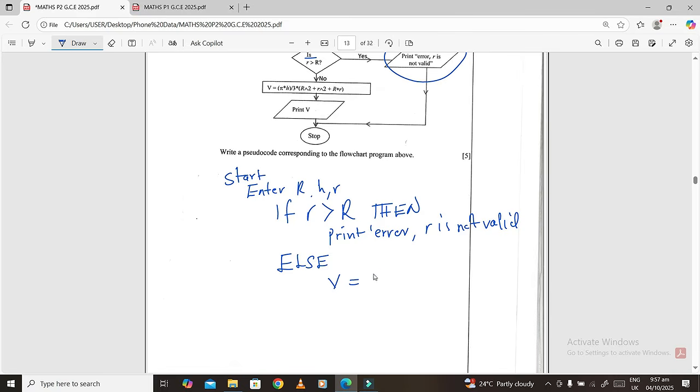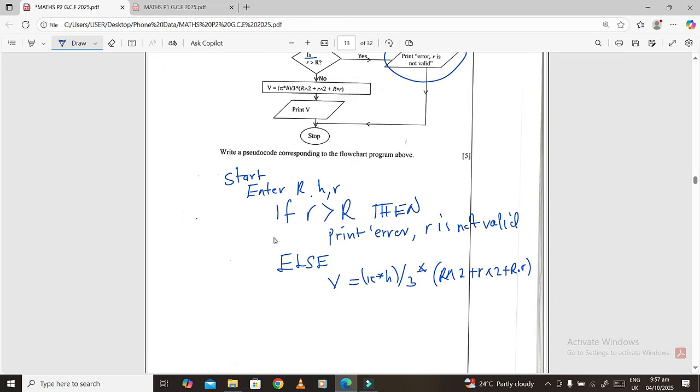V is equal to pi star there h slash 3. You just copy what is here, what you're able to see. Star there, open bracket, capital R, this one there, plus small letter r, this one, plus capital R multiplied by small letter r. This is what we have.